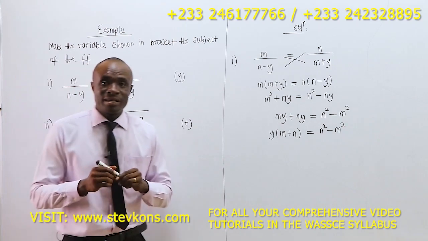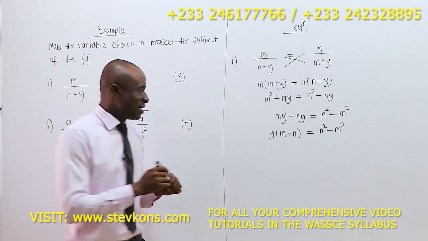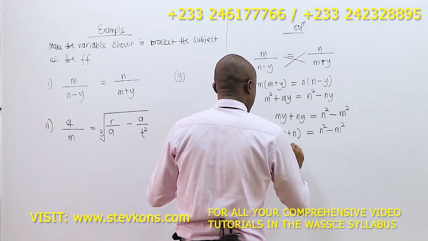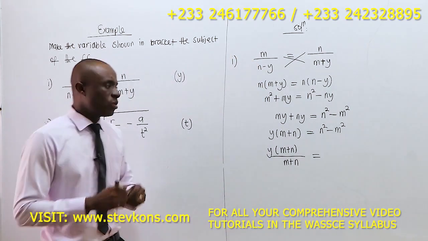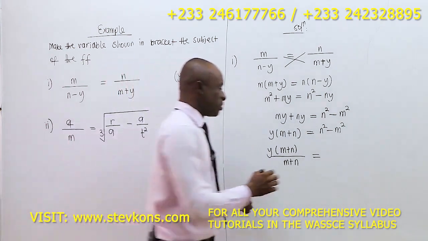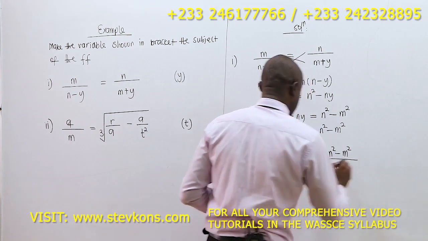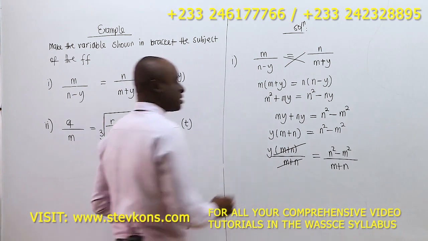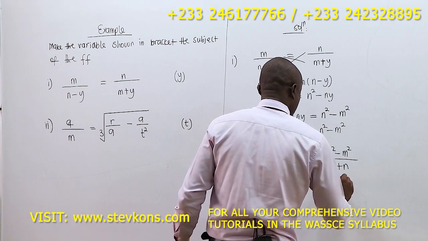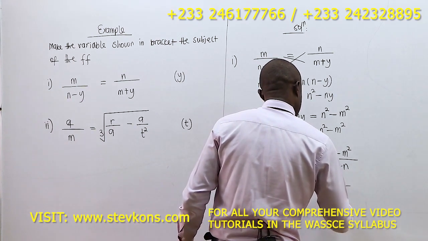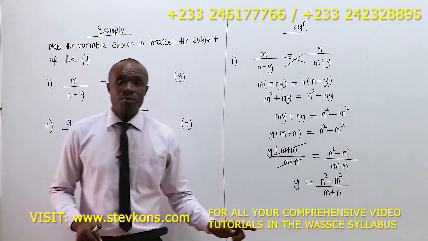We want to make y the subject. So we divide by what is multiplying the y, which is m plus n. So we have y times m plus n over m plus n equal to now n squared minus m squared. So we have n squared minus m squared all over m plus n. What can we see here? This is cancelling out that. So we have our y to be equal to n squared minus m squared all over m plus n.